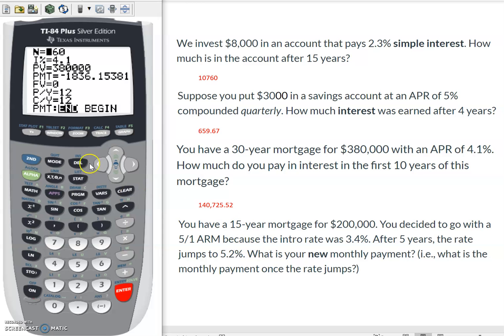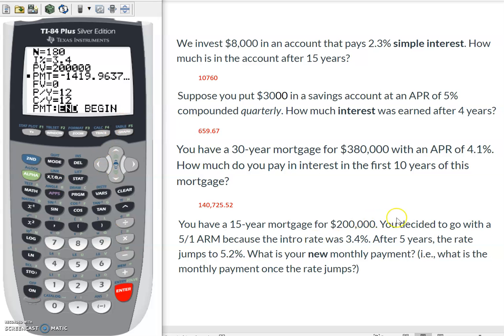So we have a 15-year mortgage. That means we're doing 15 times 12 for N. Our interest rate in this case is 3.4. Our present value for the loan is 200,000. And our future value should always be 0 for this type of scenario. And our payment, we're going to solve for that.